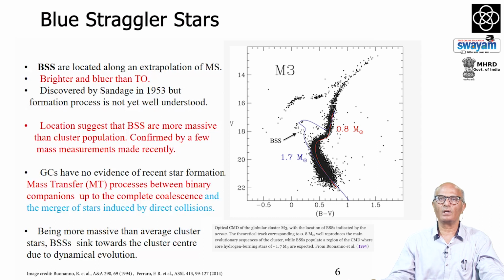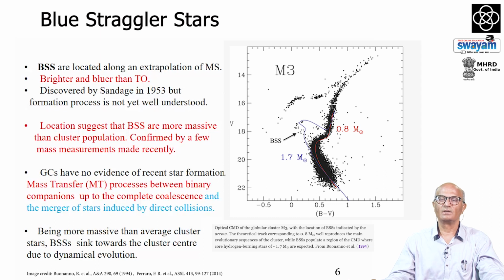These stars are located above the main sequence turn off point, and this location suggests that blue straggler stars are more massive than the cluster population. This is confirmed by a few mass measurements made recently, because some of them are binary. So, the mass has been measured, and if we fit an evolutionary track, this fits for 1.7 solar mass. The main sequence turn off mass is 0.8, while for the blue straggler star the typical mass is 1.7 solar mass.